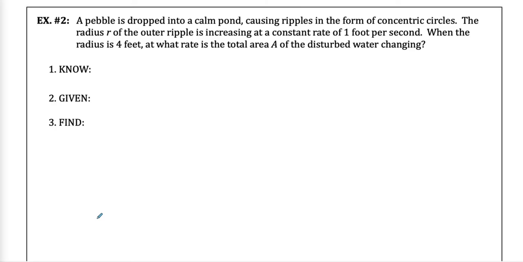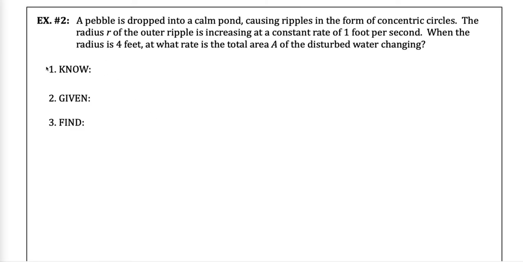So that's kind of how calc works, is you look at different things that are changing. And I didn't even read through this one, but I'm almost guaranteeing that's what it is. A pebble dropped into a calm pond, causing ripples in the form of concentric circles. The radius r of the outer ripple is increasing at a constant rate of 1 foot per second. When the radius is 4 feet, at what rate is the total area A of the disturbed water changing? So it's pretty much exactly the question I thought it'd be. And like I said, it's pretty much the same in every different textbook. It's set up the same because it's a good starter problem because a lot of you can visualize it.